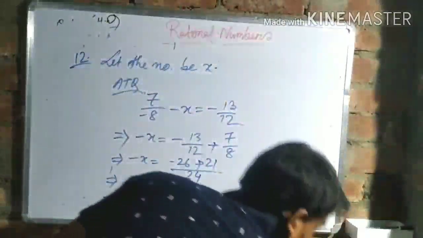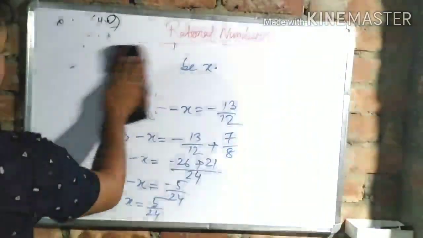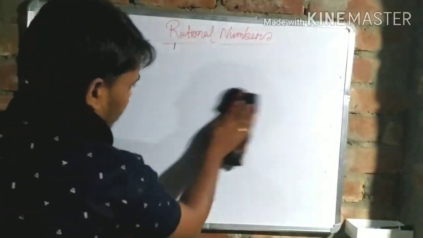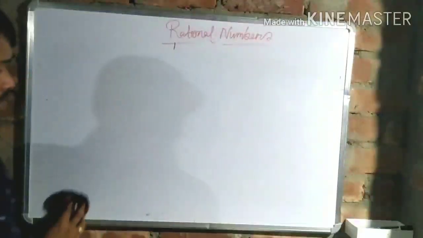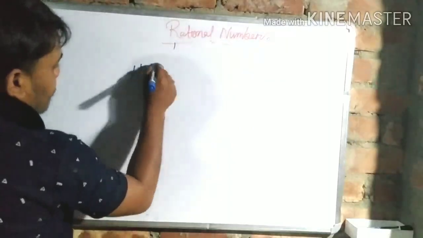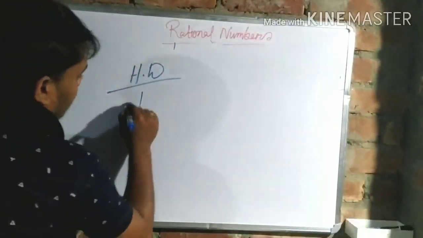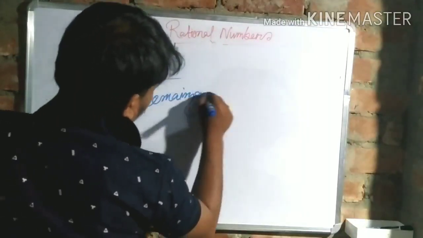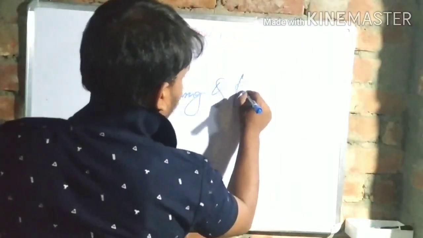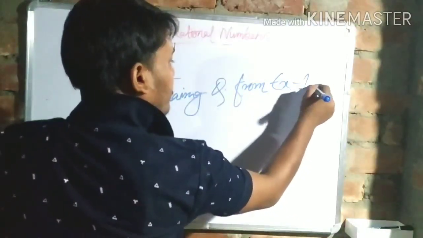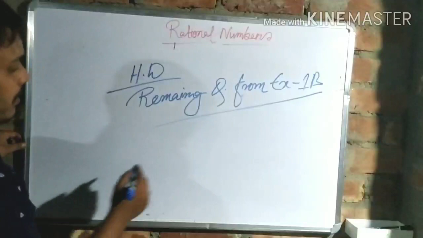Similarly for the others. So exercise 1B is complete. And everyone must follow the homework. Solve in your homework copy. So what is the homework? The remaining questions from exercise 1B.